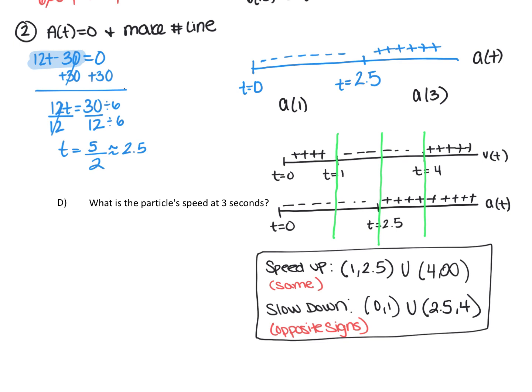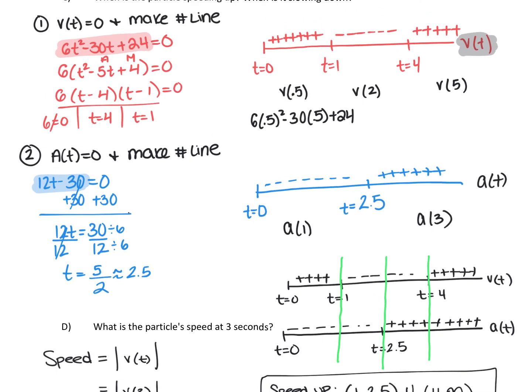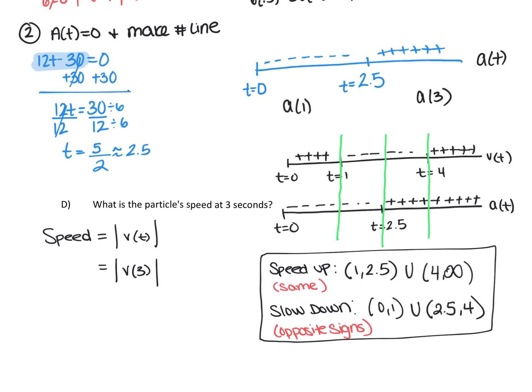Now, last but not least is what is the particle speed at 3 seconds? We know that speed instantaneously at any specific value can be found by taking the absolute value of v of t. So in this example, we need to find the absolute value of v of 3 because they care about 3 seconds. So we have to go back up to the top, find our velocity function, plug this into our y equals, and find out what it is at x equals 3. Take a minute, pause the video and do that, and hit resume when you're ready for the answer.